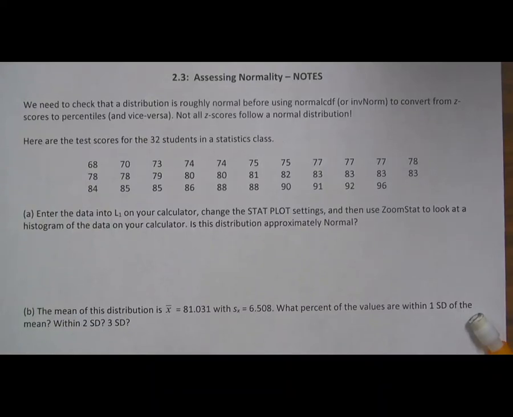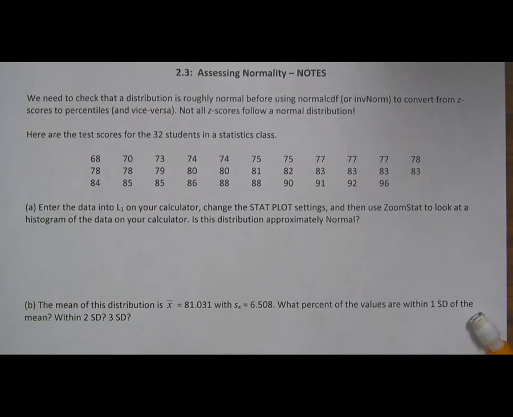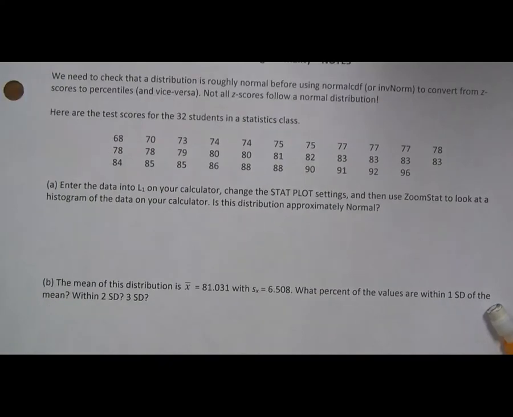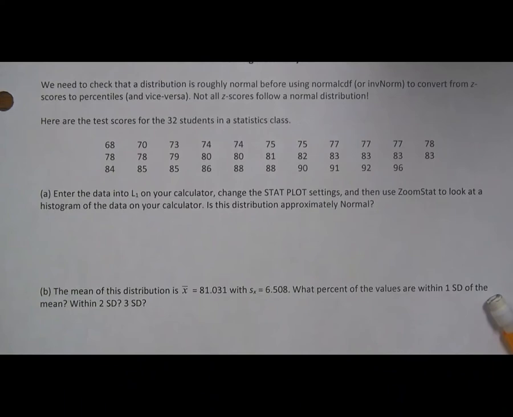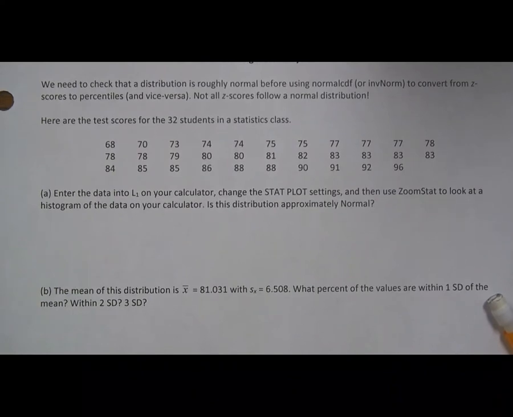So this is the last set of notes for the chapter. Assessing normality means you're going to be given some data values and you have to justify whether it would have a normal shape as a distribution or not. We need to check that a distribution is roughly normal before we can use normal CDF or inverse norm in the calculator.